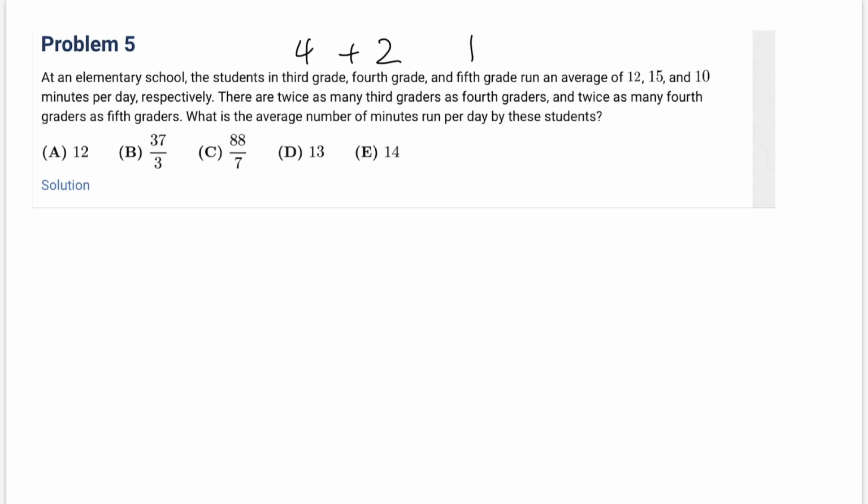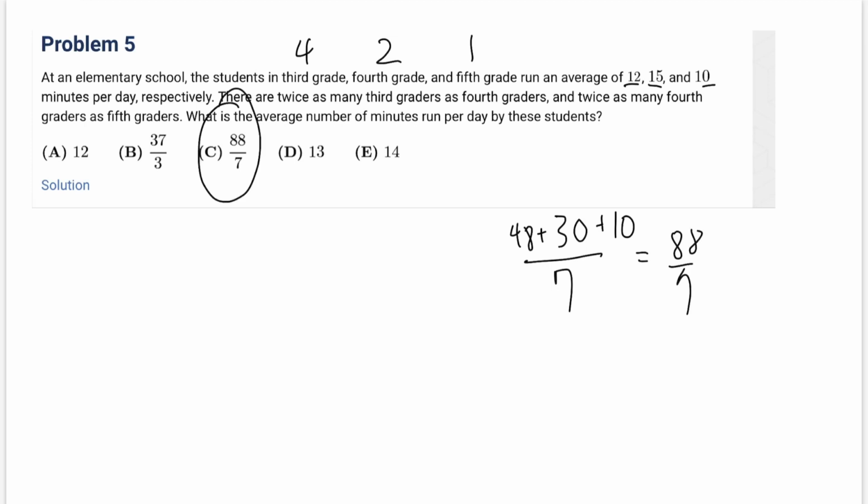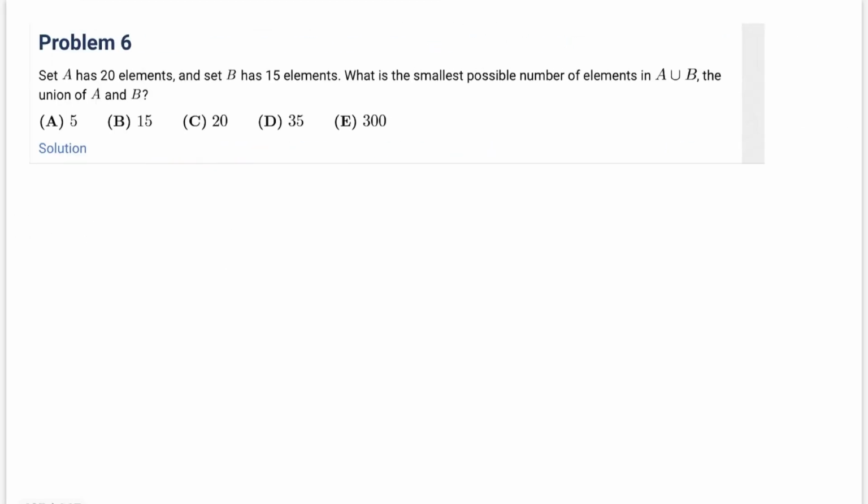Okay, so the total is 7, right? So total is 7 under, and then 4 times 12, 48, 2 times 15, 30, 1 times 10, 10. This would be 88 over 7. The answer is C.